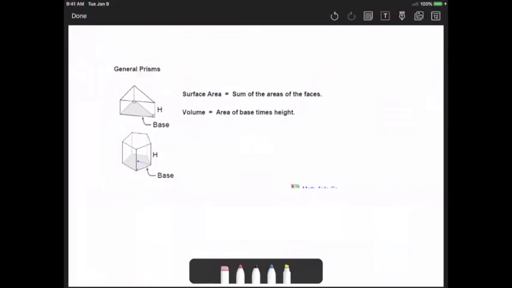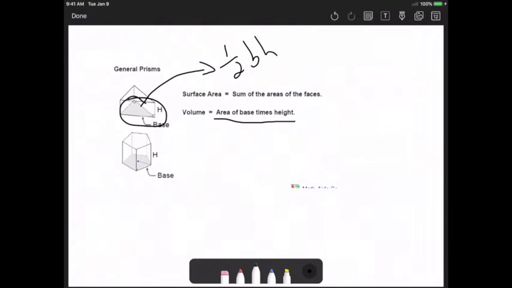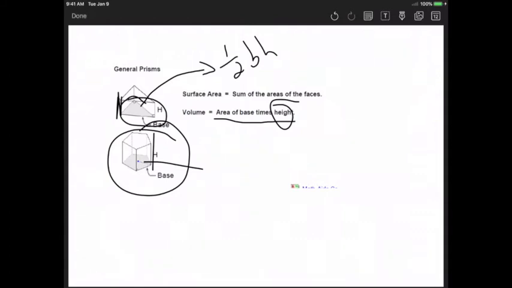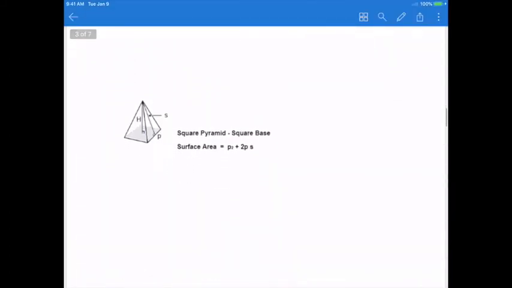Just a regular prism, the surface area, you are going to have the sum of areas of each face. So you got to figure out each face, add it all up. To figure out the volume, you figure out the base first, which this one is a triangular prism. So you need to figure out the area for that base. So area of the triangle, which is 1/2 base times height. And then times that by the height of the prism itself. Same thing with any other prism. If you find the area of the base, you times it by the height of the prism, and that will give you your answer.